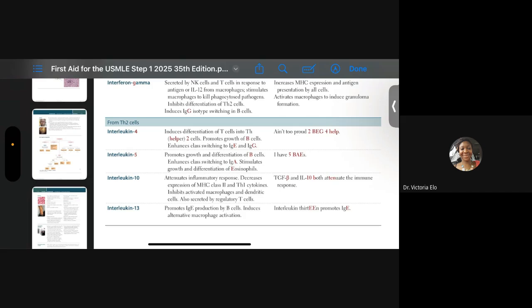Then you have interleukin 13, which promotes IgE production by the B cells. Where do we have IgE? In a lot of reactions which we have discussed.